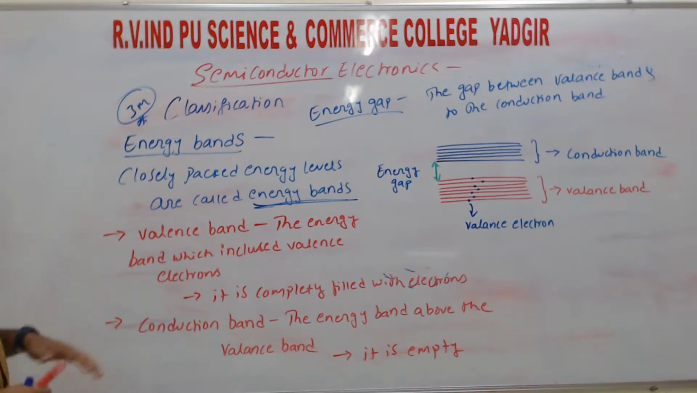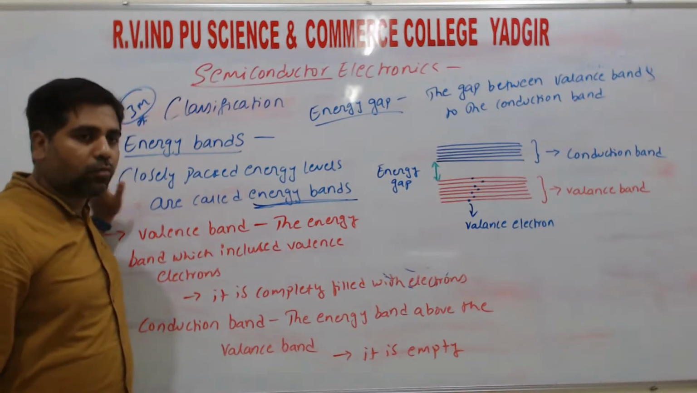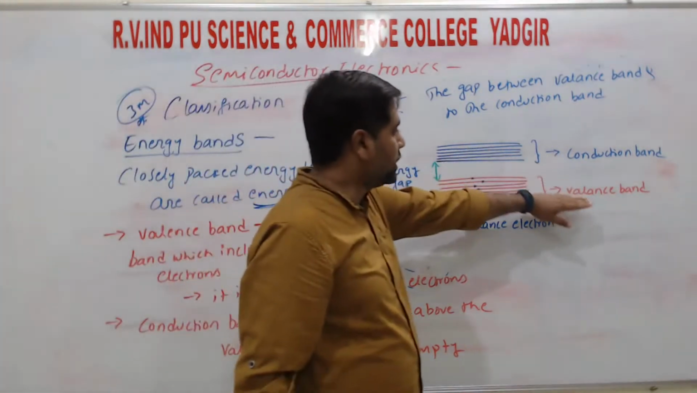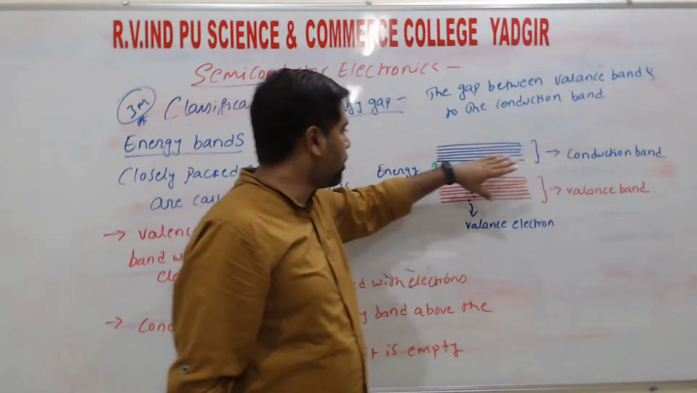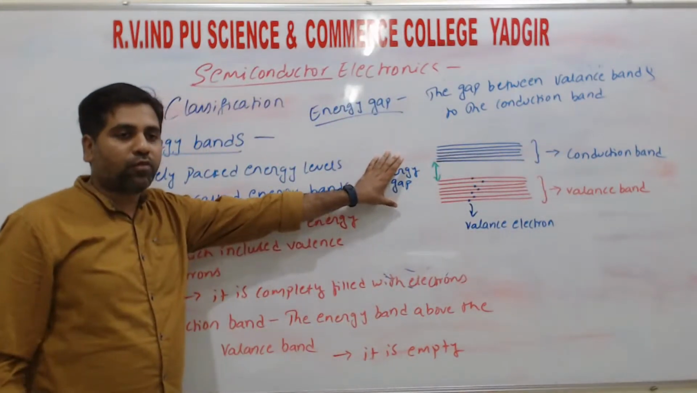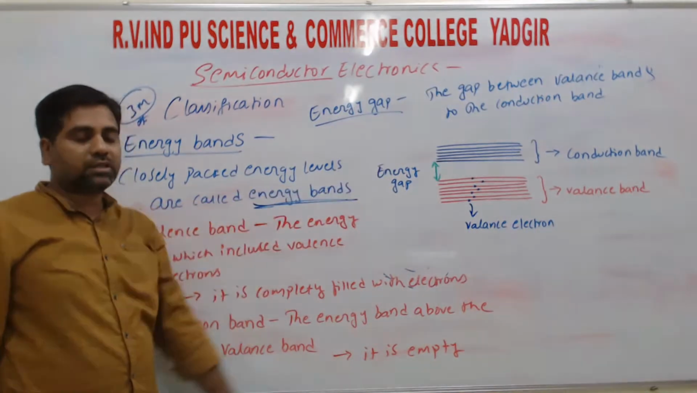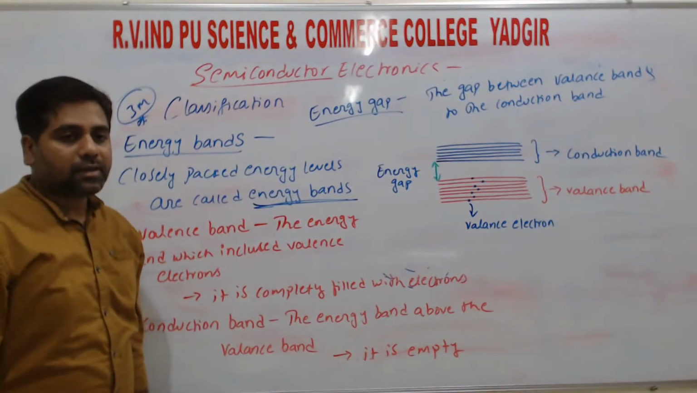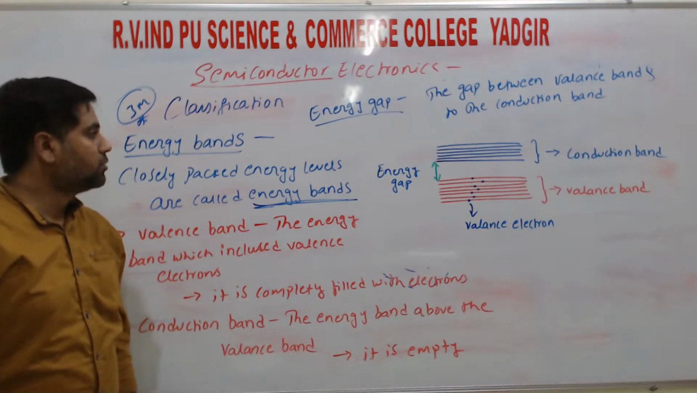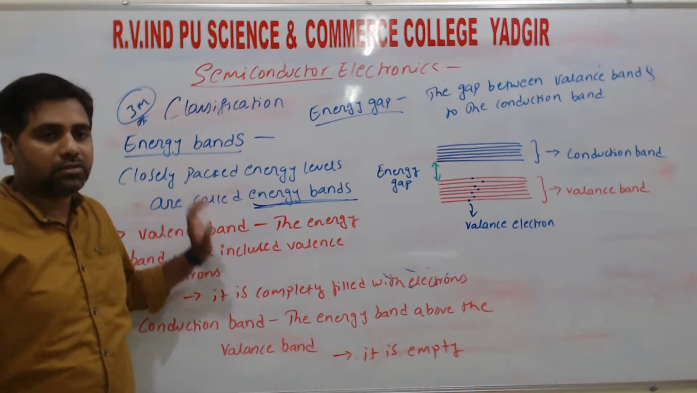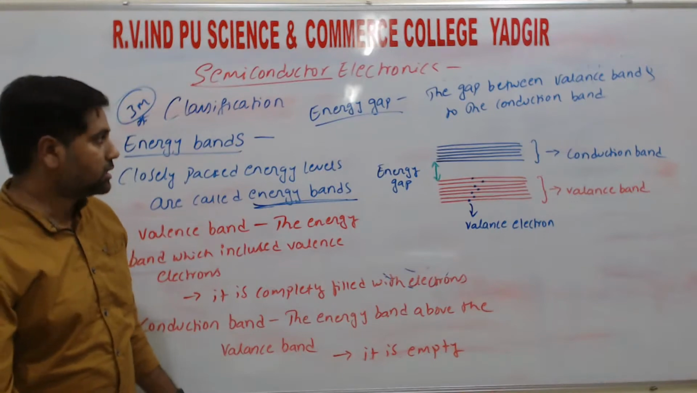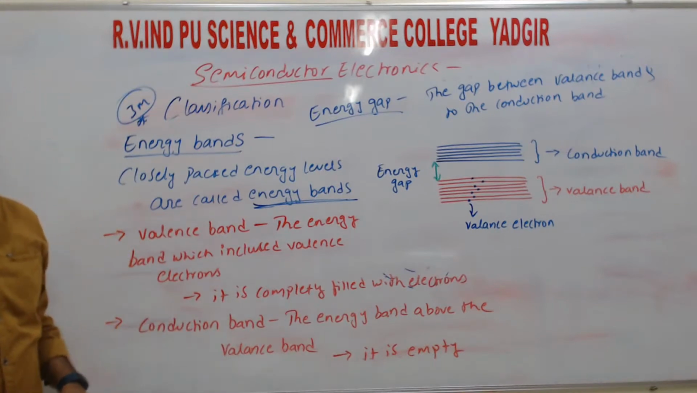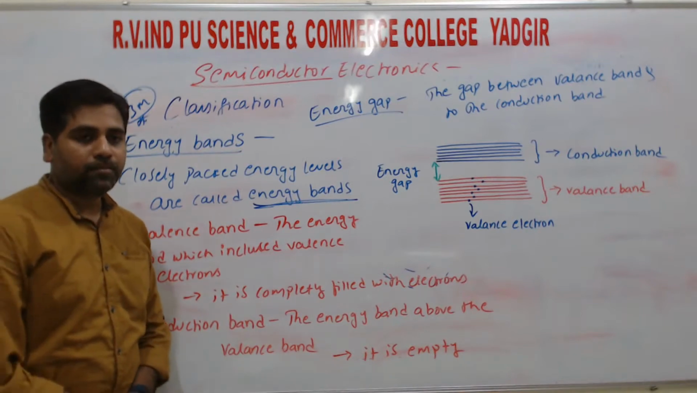So this is about the energy bands. By using the valence band and conduction band, along with this energy gap, we are going to classify solids into conductors, insulators and semiconductors, right? So this is about the energy bands. In the next class we will discuss the classification of solids based on the energy bands, right? Thank you.